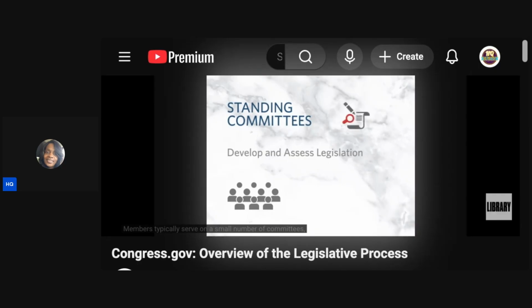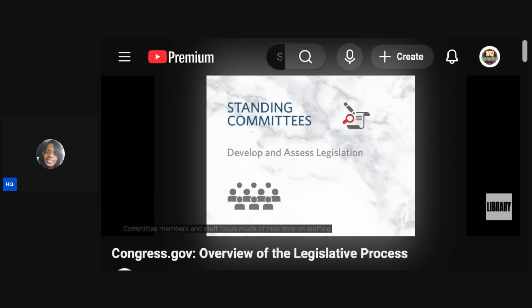Members typically serve on a small number of committees, often for many years, allowing them to become highly knowledgeable in certain policy areas. All committees are chaired by a member of the majority party, though chairs often work closely with the committee's ranking member, the most senior member of the minority party on the committee. In almost all cases, the ratio of majority party to minority party members on a committee roughly reflects the overall partisan ratio in the congressional chamber.